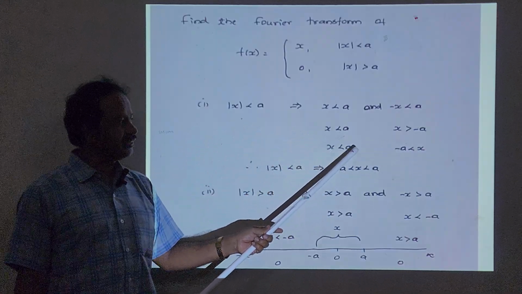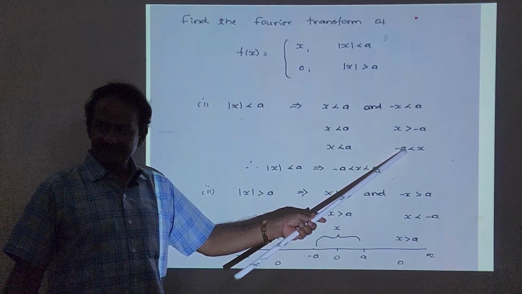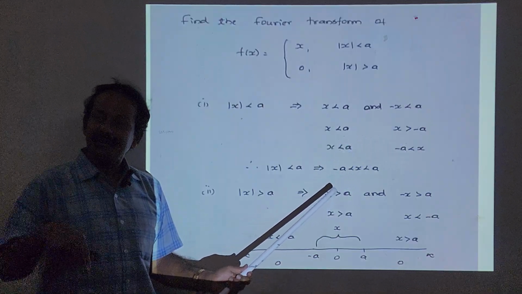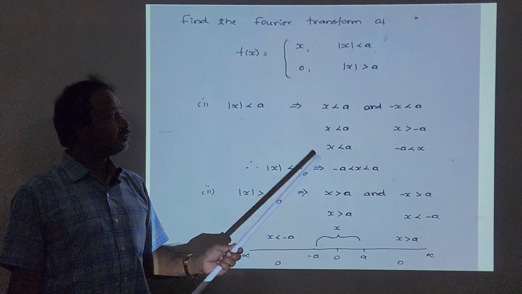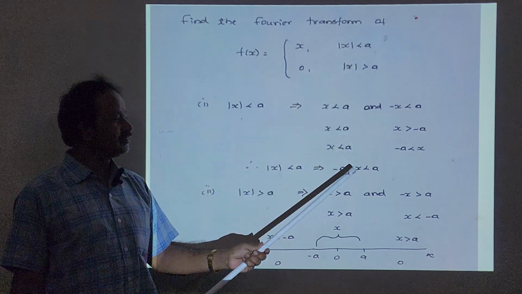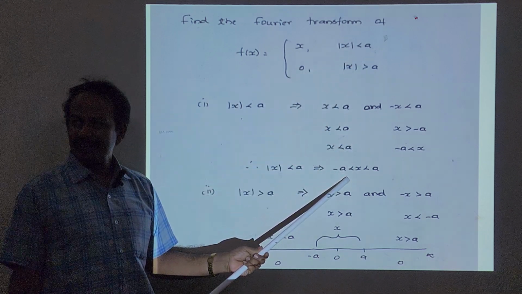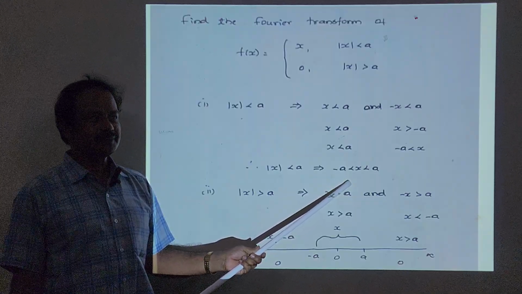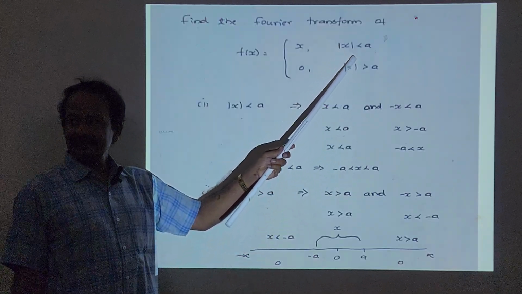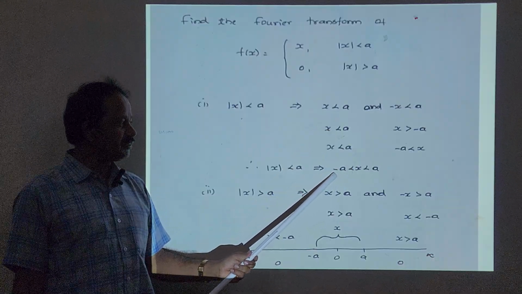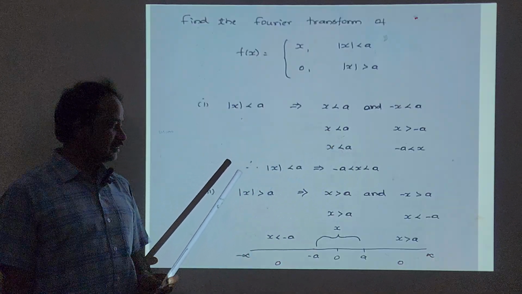So x is less than a, minus a is less than x. It means x lies between minus a and plus a. So mod x less than a means this interval. Any doubt? Very simple idea. Mod x is less than a means x lies between minus a and plus a.